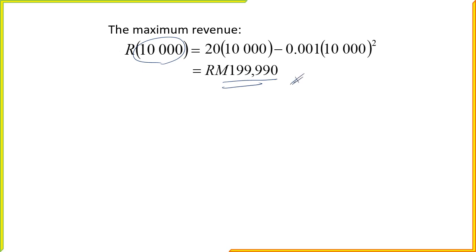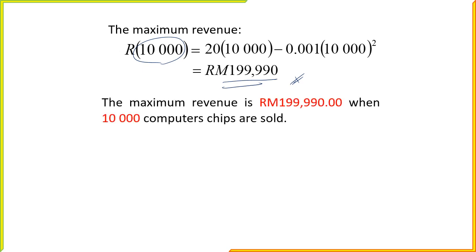Okay. So the maximum revenue is 199,990 when 10,000 computer chips are sold. Here is the maximum revenue, and here is the production level at the maximum revenue. So next, question C.